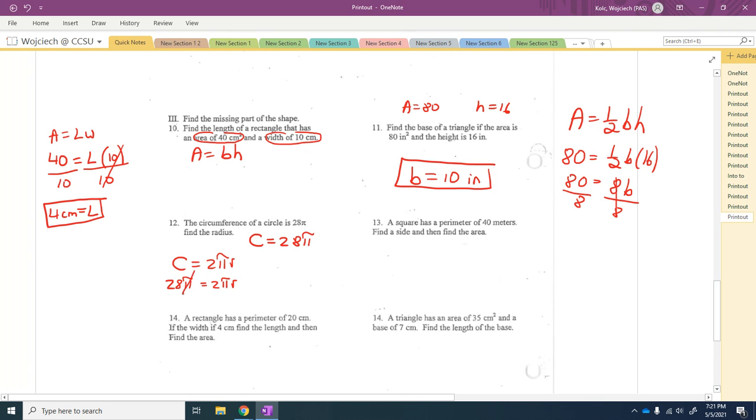Okay, you can divide by pi. So you get 28 is equal to 2r. I don't have enough space here, but you would divide both sides by 2. So if you divide 28 over 2, r is equal to 14.